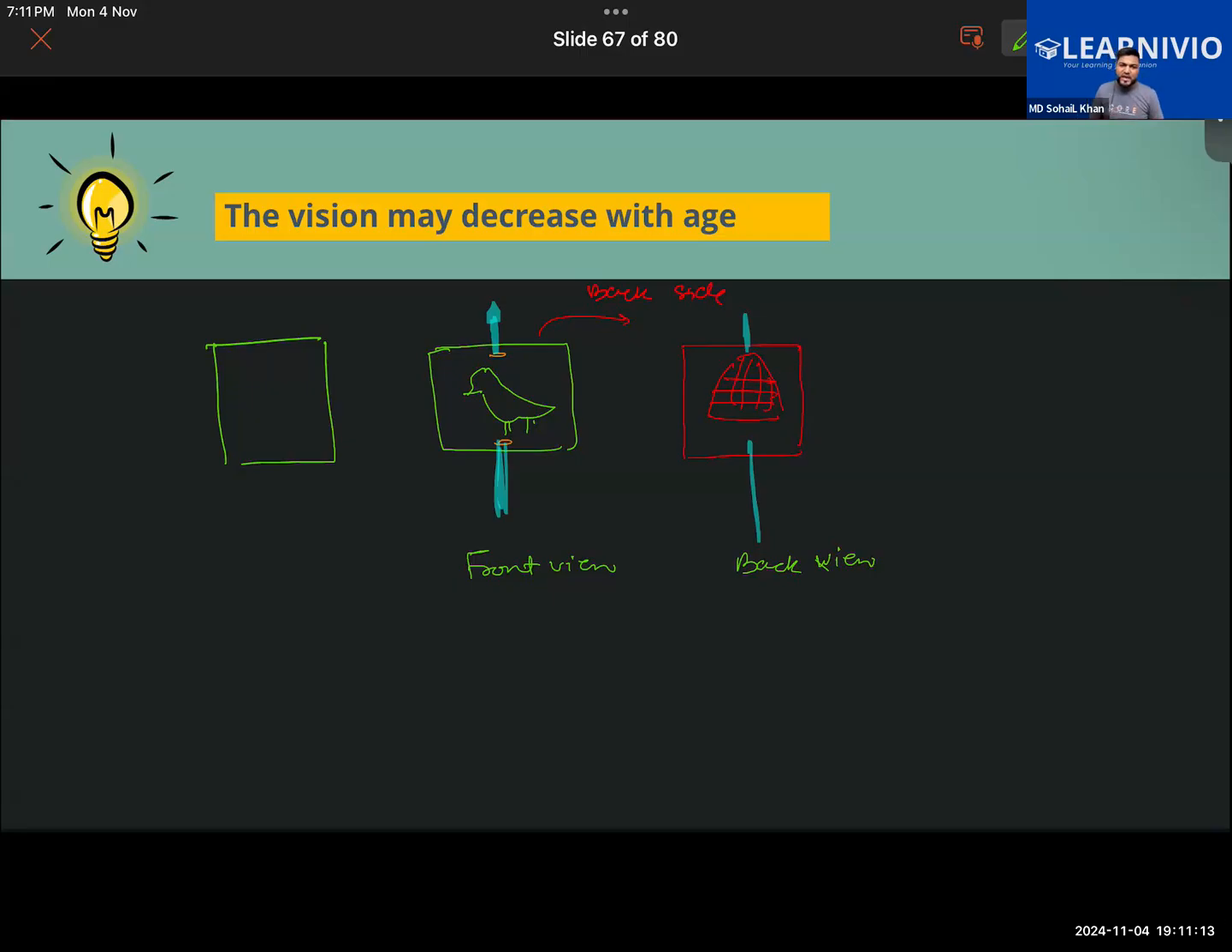Why does it happen? It happens due to the phenomenon of persistence of vision. So when the cardboard is being spun rapidly, the image of the bird persists on our retina for a very short period of time. For how much time will the image of the bird persist? 1 upon 15 second, 1 upon 16, 1 upon 18, how much? Sir, can you repeat?